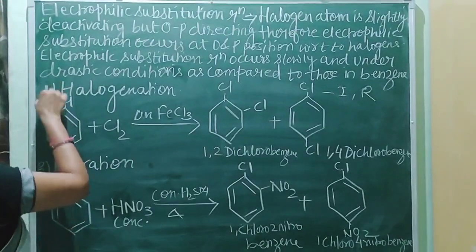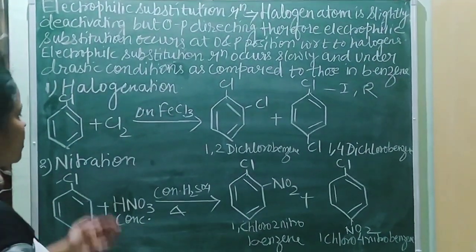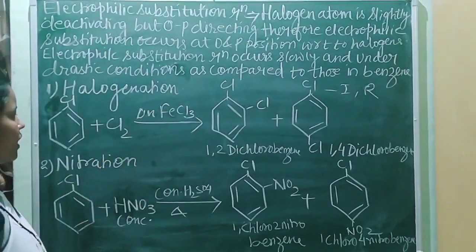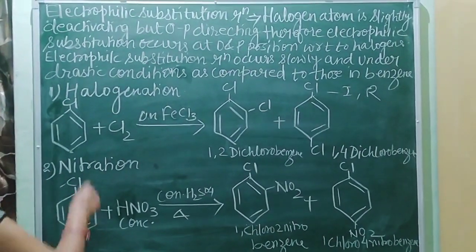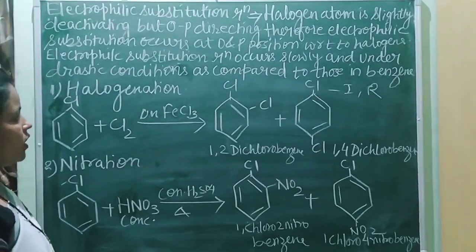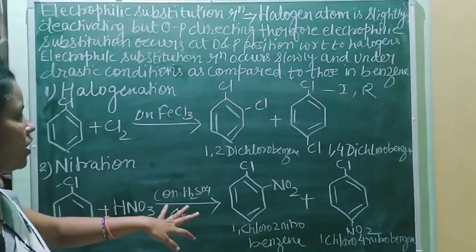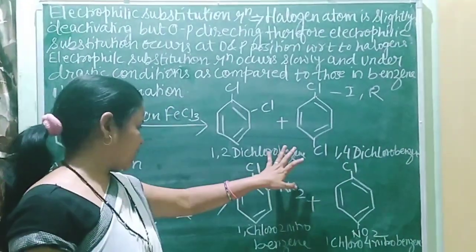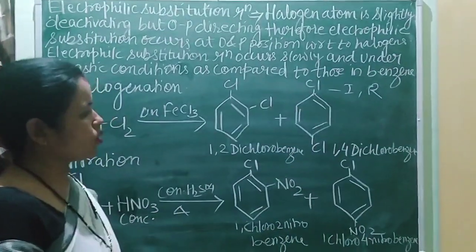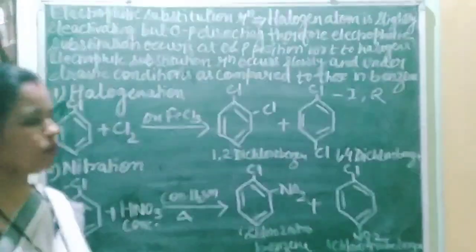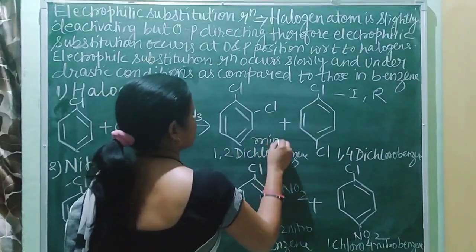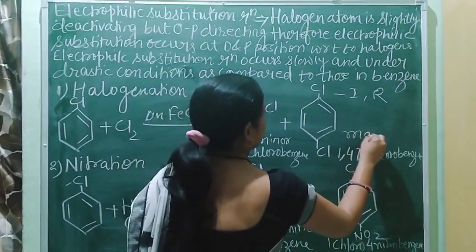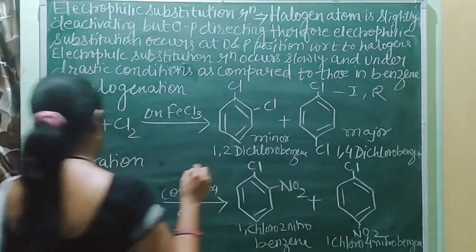So first we will see the first electrophilic substitution reaction, that is halogenation. This is chlorobenzene, when it reacts with chlorine in the presence of anhydrous FeCl3, we will get a mixture of 1,2-dichlorobenzene and 1,4-dichlorobenzene. This is ortho, the minor product, and this is the major product.